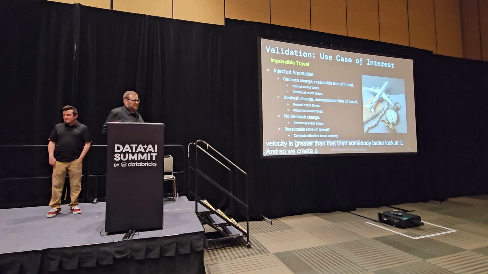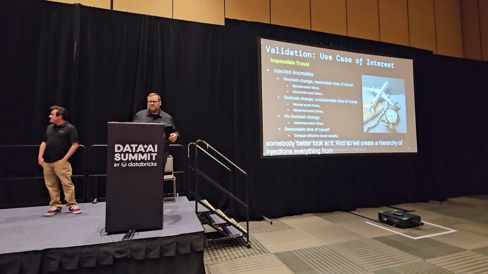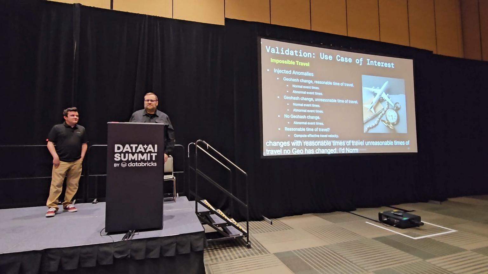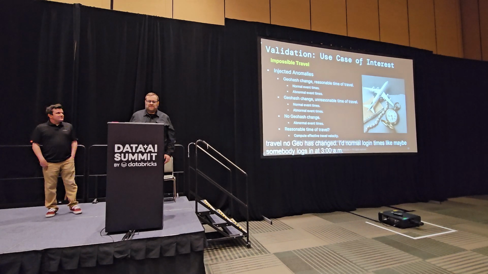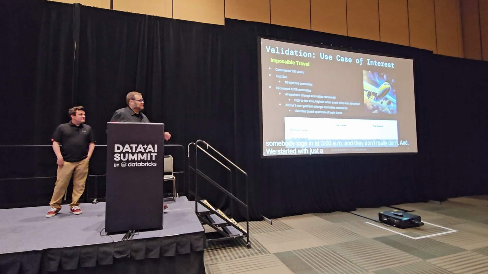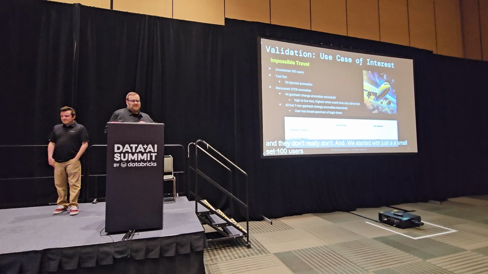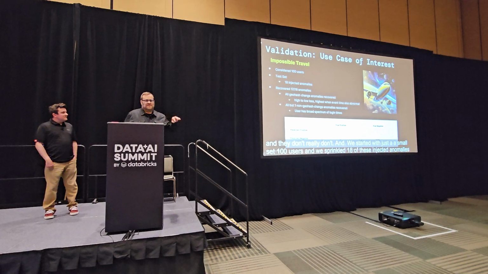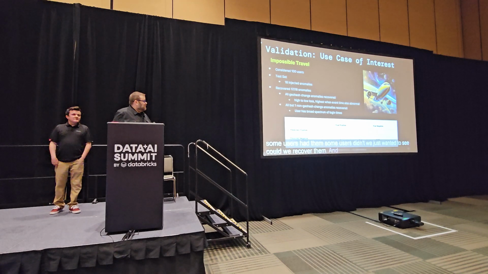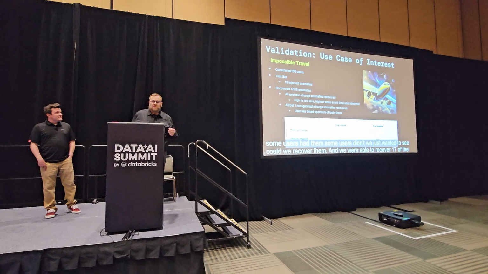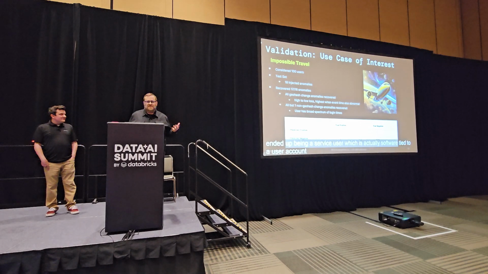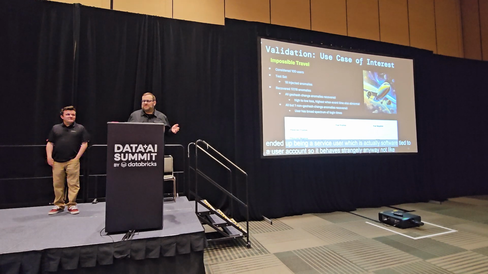We create a hierarchy of injections, everything from geohash changes with reasonable times of travel, to unreasonable times of travel, to no geohash change but abnormal login times, like maybe somebody logs in at 3 a.m. and normally doesn't. We started with just a small set, 100 users, and we sprinkled 18 of these injected anomalies throughout those 100 users. Some users had them, some users didn't. We just wanted to see, could we recover? We were able to recover 17 of the 18, but the one we missed ended up being a service user, which is actually software tied to a user account. So it behaves strangely, but not like a human. It has a really broad spectrum of login times.